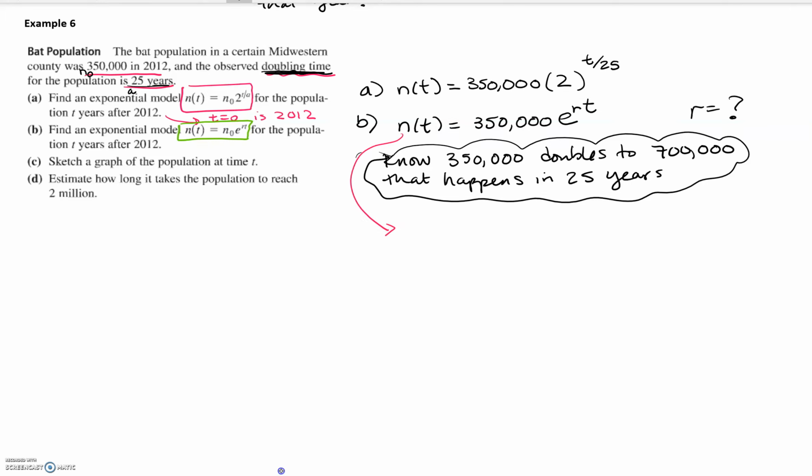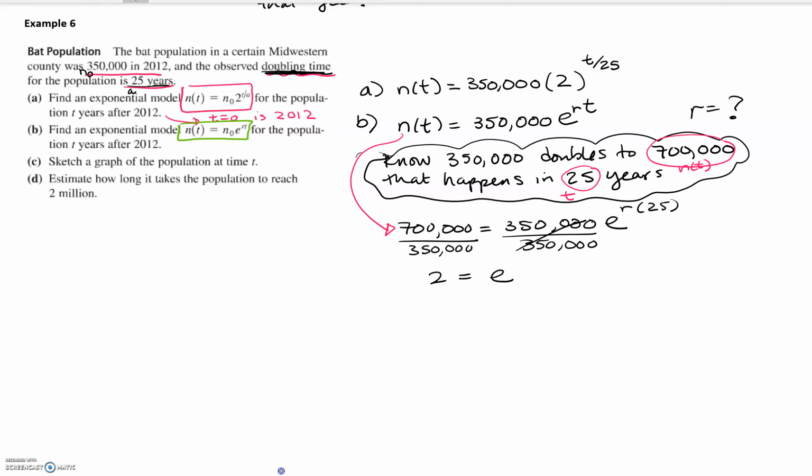So 700,000 occurs if 25 years pass. So basically, this was my time, this is my population at that time. 25 years later, I'm going to end up with 700,000. Now I can go ahead and quickly solve that and find my r value. Again, I'm going through this spiel because they did not give me the relative growth rate in this problem.